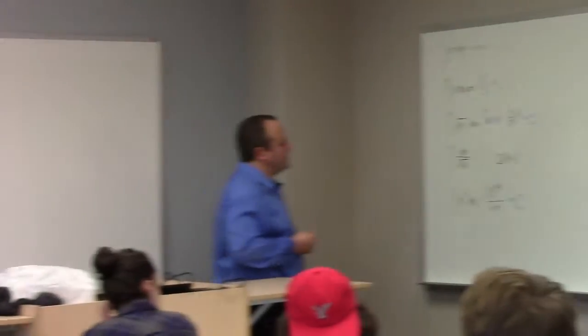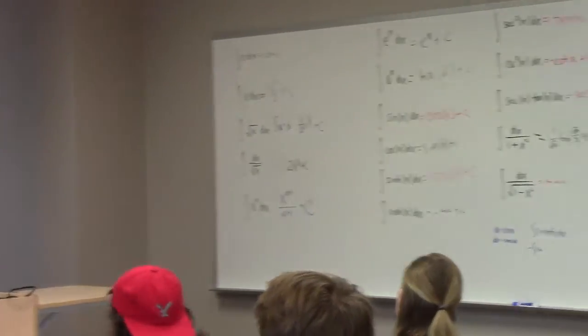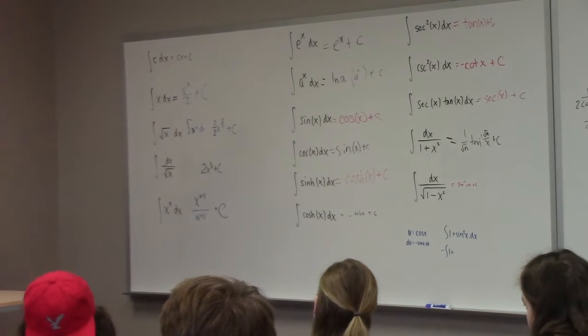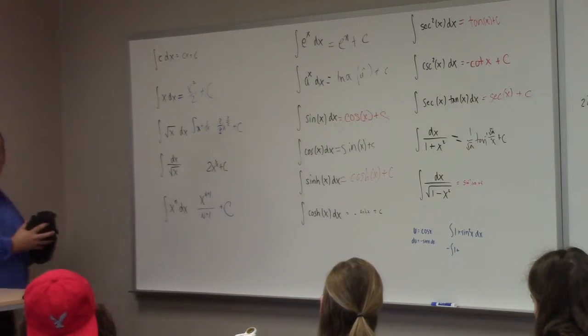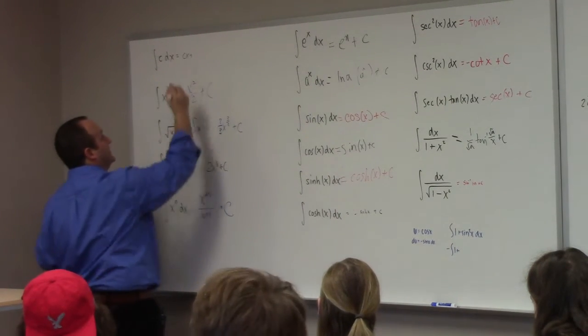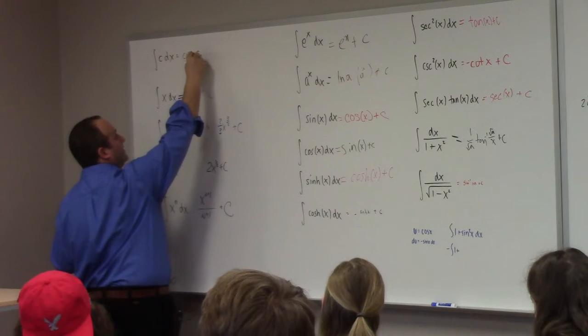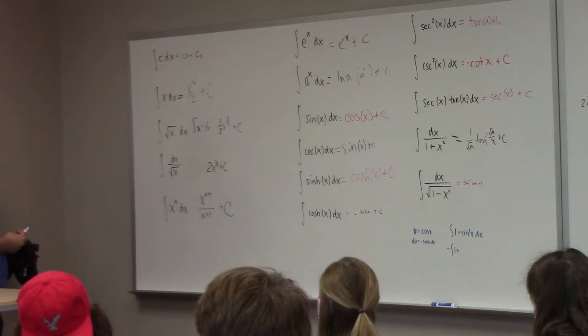So let's see here. Integral of c dx is cx plus c. Does that seem right? That seems kind of right, but you're assuming c was a constant. Good. That was my intention. But if that's a constant, then we should really add a different constant over here, like c2 or something, all right? Integral of x dx is x squared over 2 plus a constant.